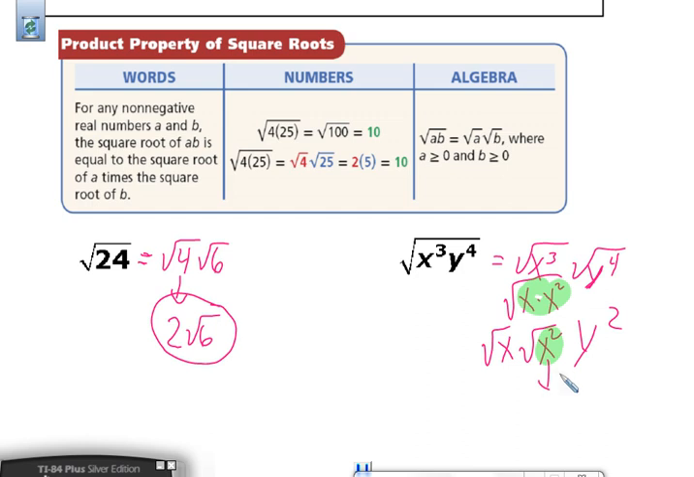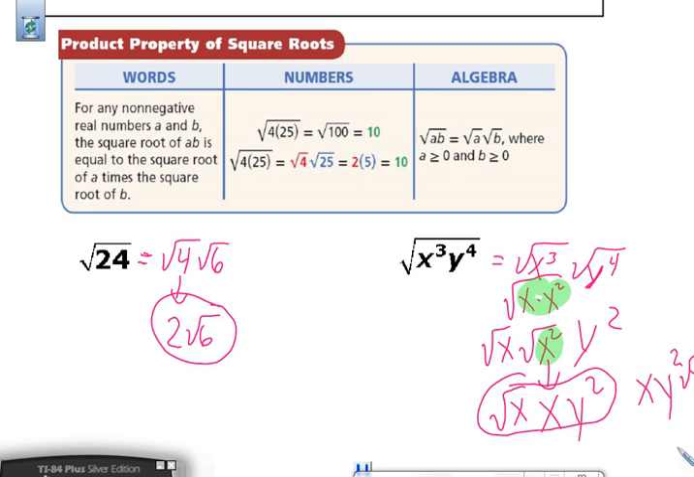So the square root of x squared is x. The square root of y to the 4th is y squared. And we just have the square root of x. That's a perfectly good answer. Some people also have a tendency to write it like this: xy squared times the square root of x. Like I said, pause if you need to catch up.